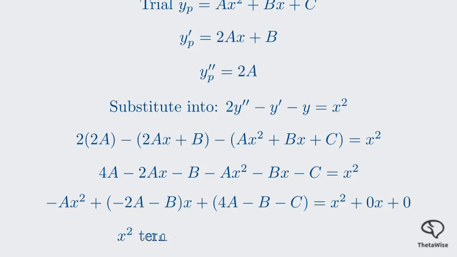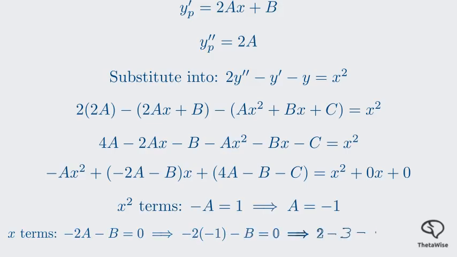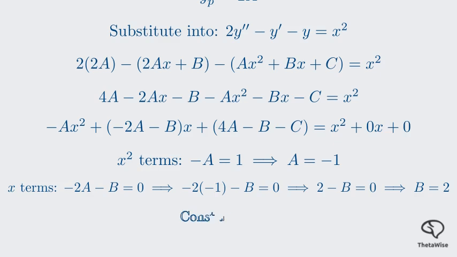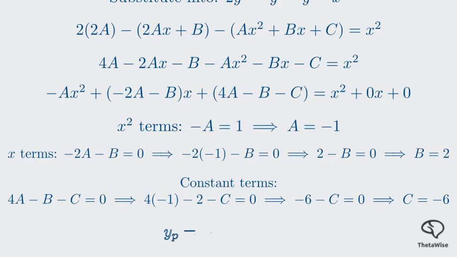Comparing x squared terms, negative a equals 1, so a equals negative 1. Comparing x terms, negative 2a minus b equals 0. Plugging in a equals negative 1, we get 2 minus b equals 0, so b equals 2. Comparing constant terms, 4a minus b minus c equals 0. Plugging in a and b, we get negative 4 minus 2 minus c equals 0, which means c equals negative 6. We have found our coefficients. The particular solution is yp equals negative x squared plus 2x minus 6.